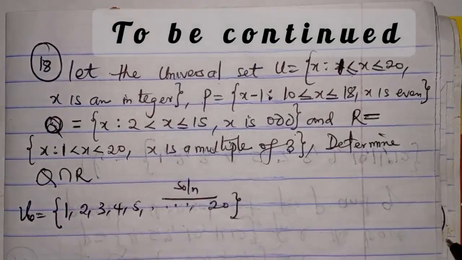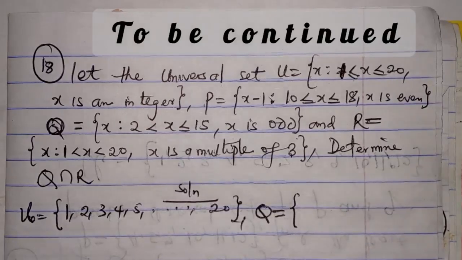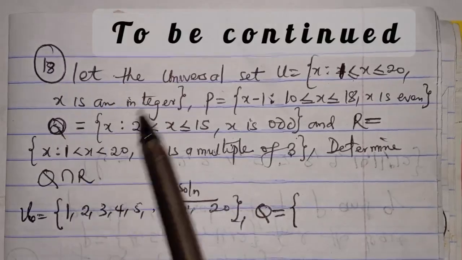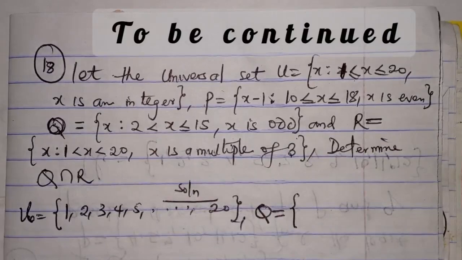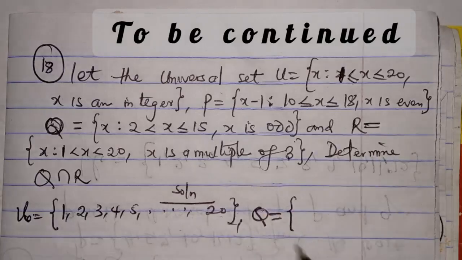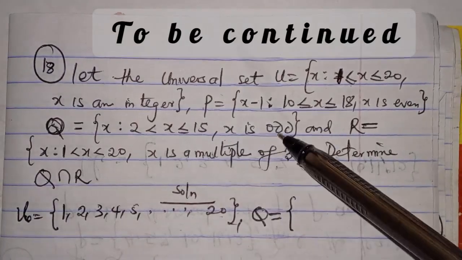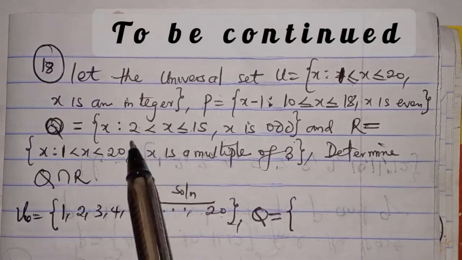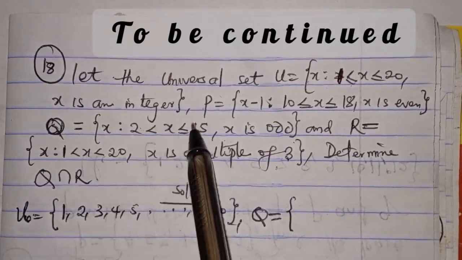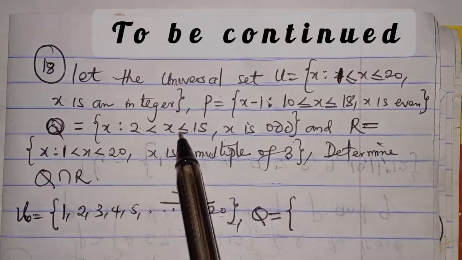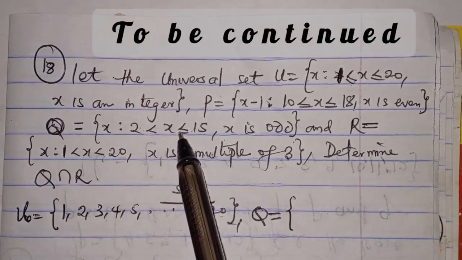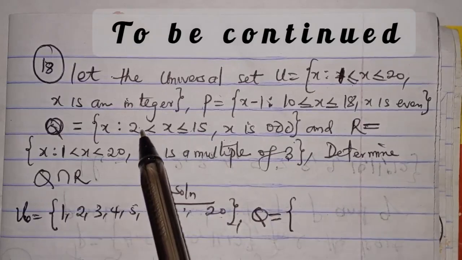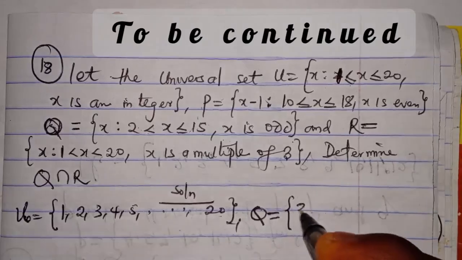What will be the elements in set Q? 2 less than X less than or equal to 15, X is odd. In this case, X is an integer. So integers are both positive and negative numbers, including 0, so all numbers here are allowed in this set. The restriction here is that X is an odd number. So first of all, the numbers are from 3 to 15. 2 will not be part of the set because there is no equal to here. We only have equal to here. So I am going to choose the odd numbers between 3 and 15, with 15 inclusive.